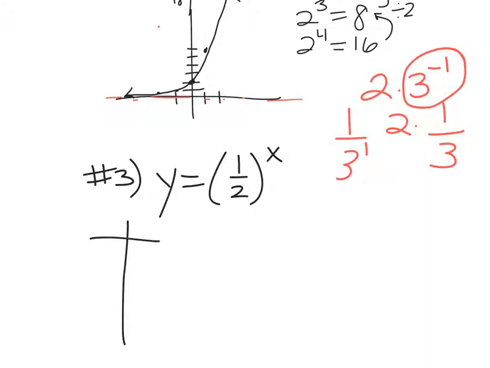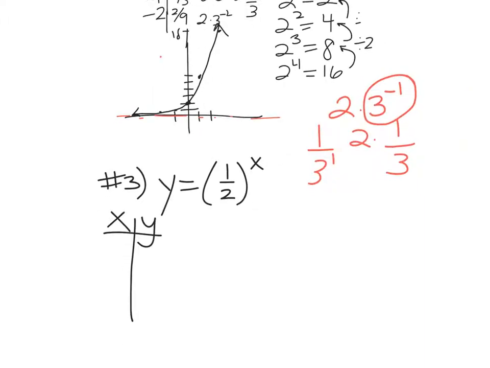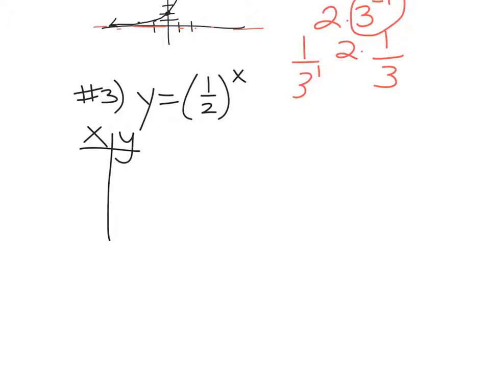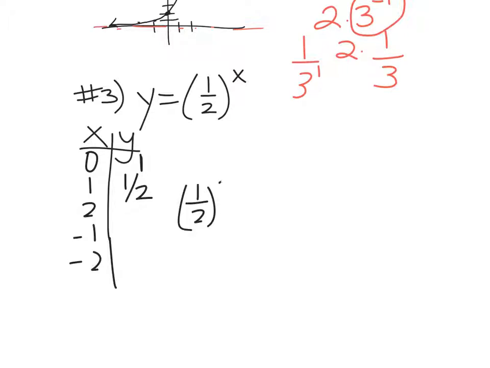All right, so here we go. Let's pick those same boring points again for x, our boring values, 0, 1, 2, -1, -2. And let's plug them in. So here we go. We're going to do 1/2 to the 0, which is 1. 1/2 to the 1 is 1/2. Okay, those are pretty easy, right? Now let's do 1/2 squared. What is 1/2 squared? 1/4, good.